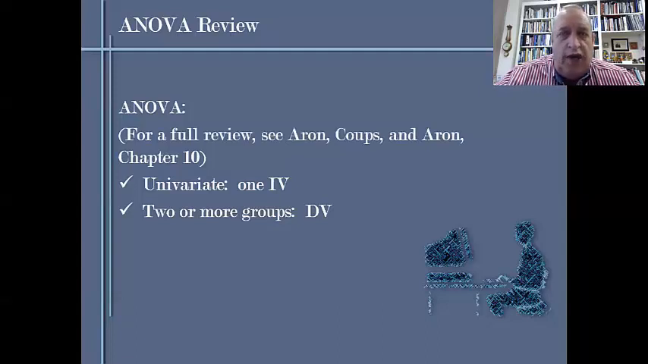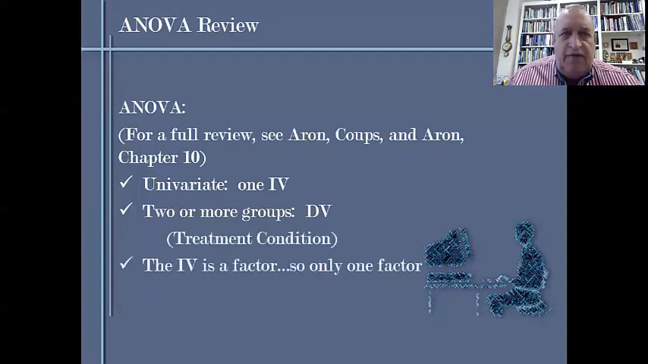But there's only one independent variable and two or more groups within that independent variable, and each of those groups has a score, or a dependent variable, the treatment condition. When we're talking about these ideas, the independent variable is called a factor. So with the ANOVA, we only have one factor.